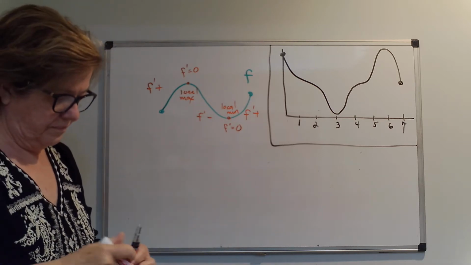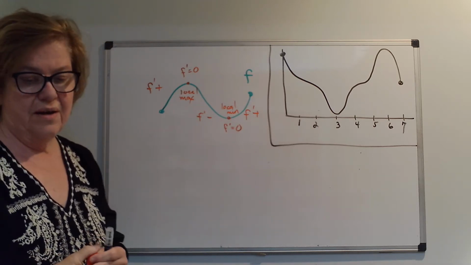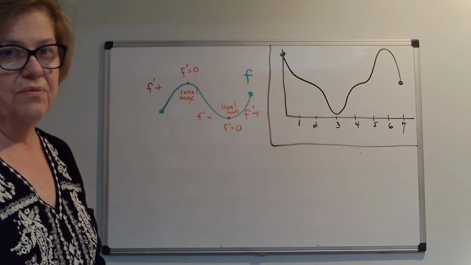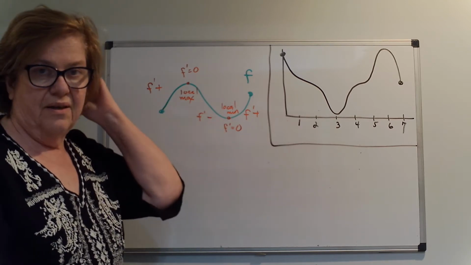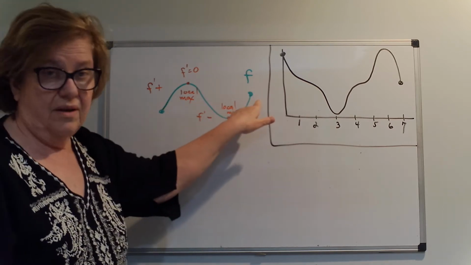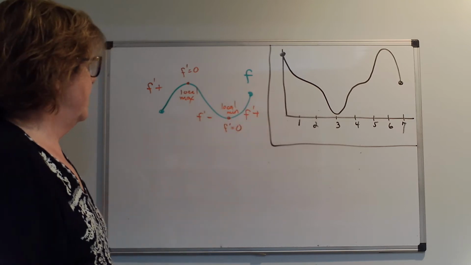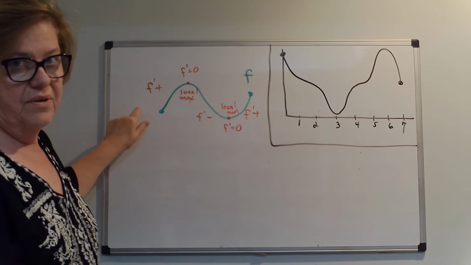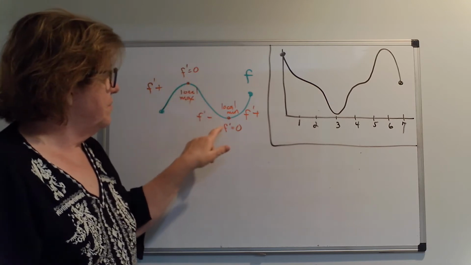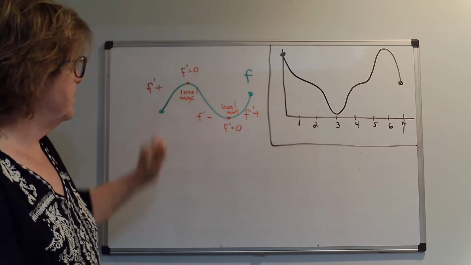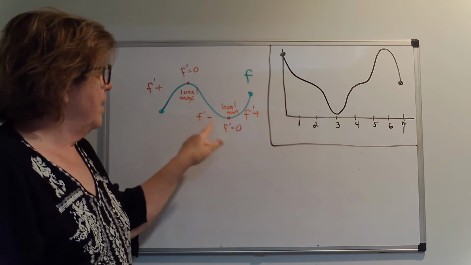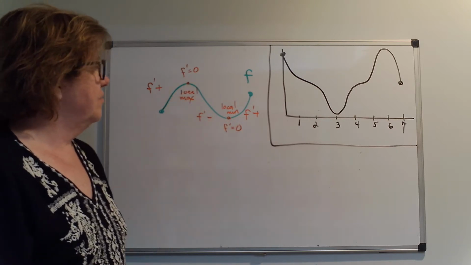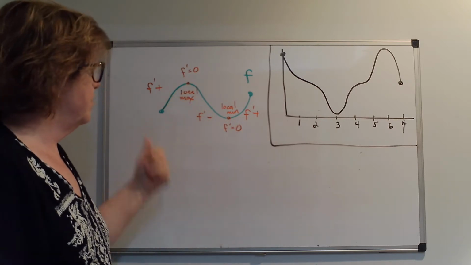So this describes the important features, the important relationship between the derivative and its function. That where the function is increasing, derivative is positive. Where the function is decreasing, the derivative is negative. And where the function hits a local min or local max, the derivative is 0.